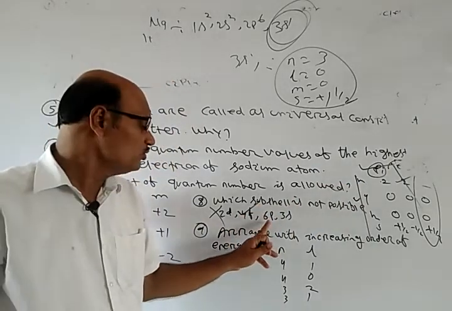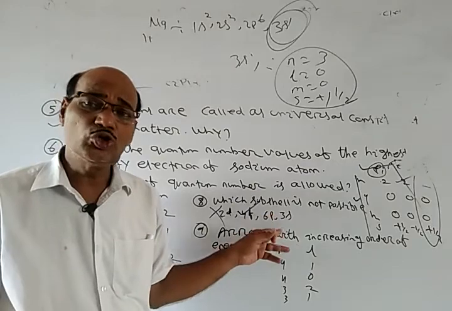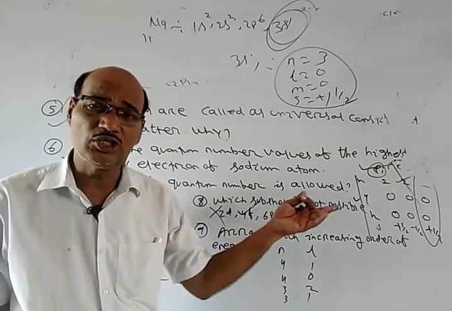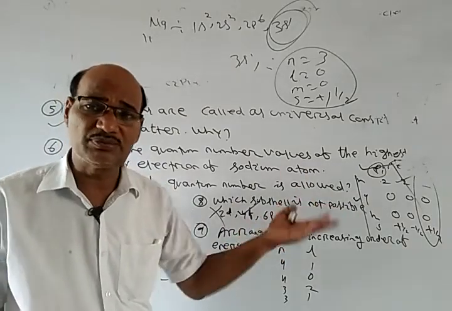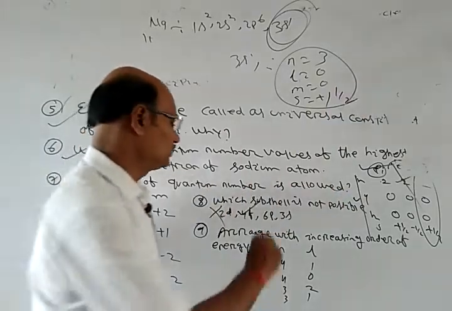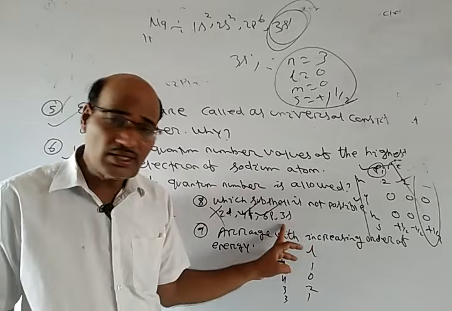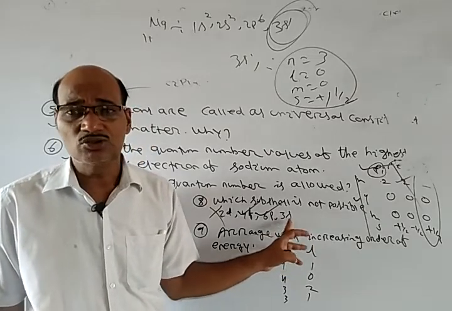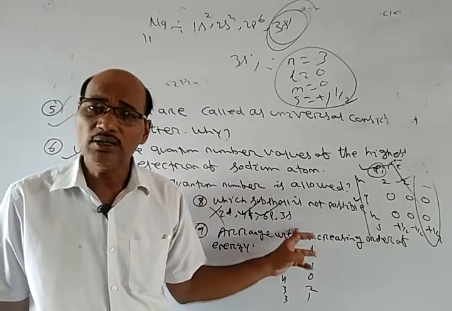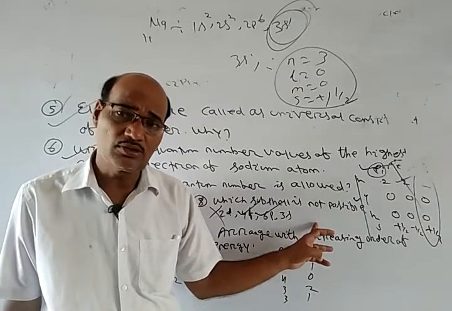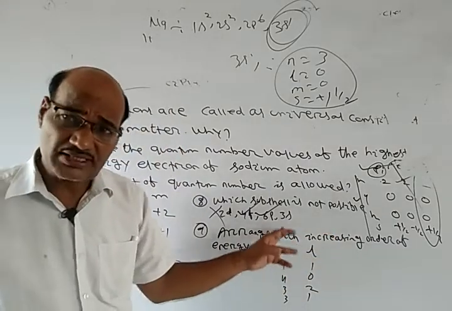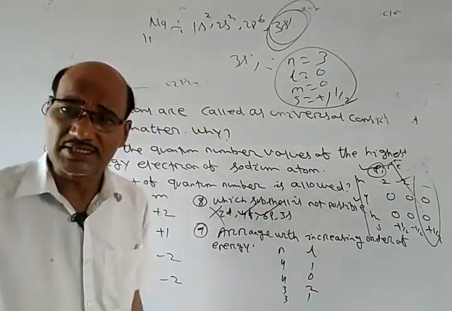6p: n equal to 6 here, so l equals 0 to 5, so 0, 1, 2, 3, 4, 5. That means it can be s, p, d, f, g, etc. So 6p is possible. 3s: n equal to 3 here, so l equals 0 to 3 minus 1, that is 0, 1, 2. That means s, p, d. So 3s is possible.